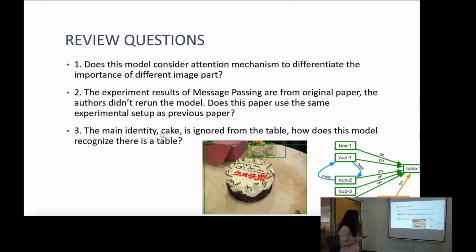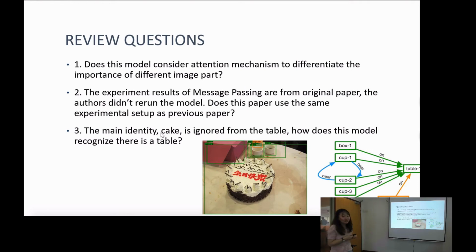Okay, first, does this model consider attention mechanism? So the motive network, they just use the bidirectional LSTM. So I think they don't use the attention mechanism. But I think the reason they use the LSTM is because they found the global context is important. So I think we can do some change based on the LSTM to involve the attention. I think that one may be helpful. But for now, I think they just encode the global context inside.